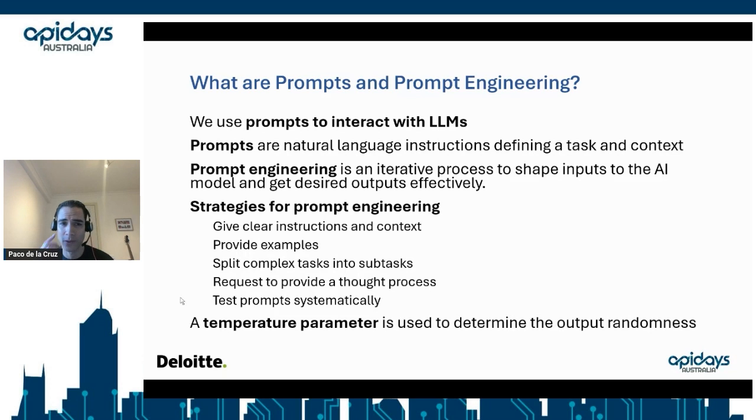And there are some strategies that we can follow, right? So the idea is that we need to give clear instructions, the task and the context that we're expecting from the model. Sometimes it's good to provide examples of how we want the outcome, right? If our task is a bit complex, it might be better to split it into multiple subtasks, right? Sometimes it also helps to ask the model to provide the rationale or the thought process, right? And we need to test the prompt systematically, right? And we can also control the level of randomness or creativity we want from the model using a parameter that in some models is called temperature.